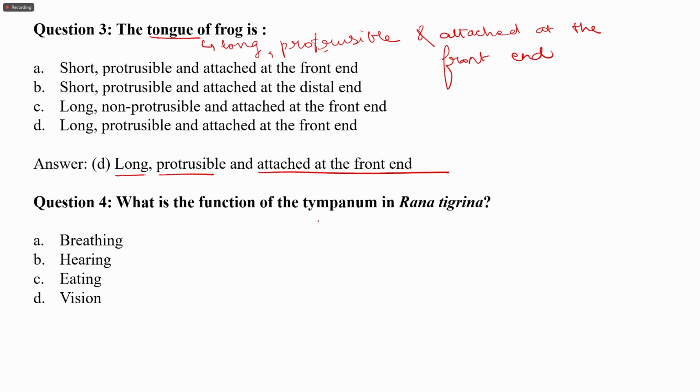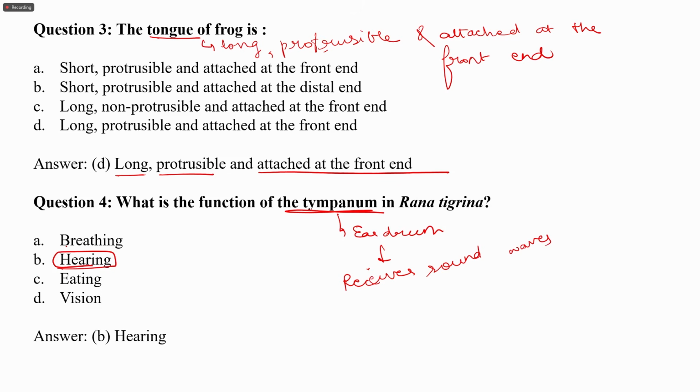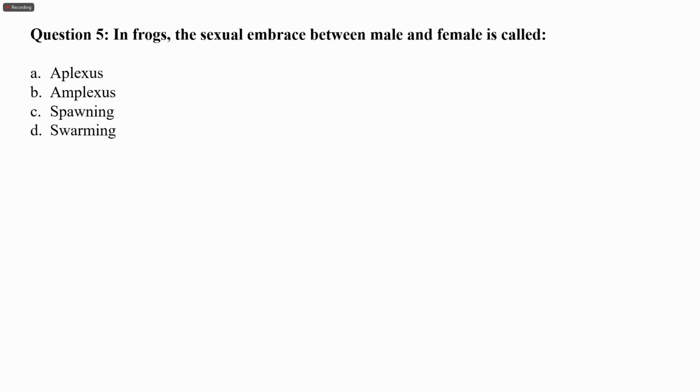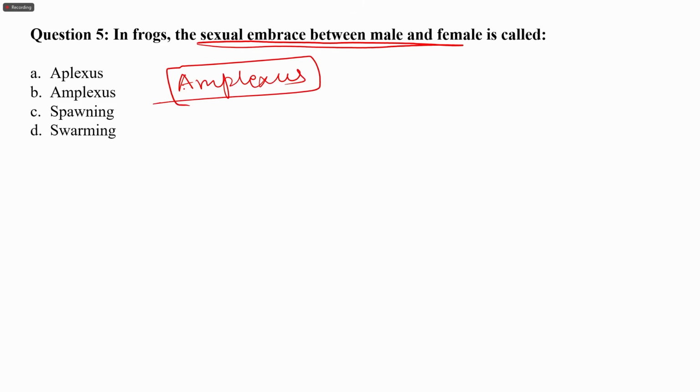Question number 4, what is the function of tympanum? We know tympanum is the eardrum or the membrane that receives the sound waves, and therefore it helps in the process of hearing. So the function of tympanum in Rana tigrina is that it helps in hearing. In frogs, the sexual embrace between male and female is called amplexus. It is the sexual embrace between the male and female.